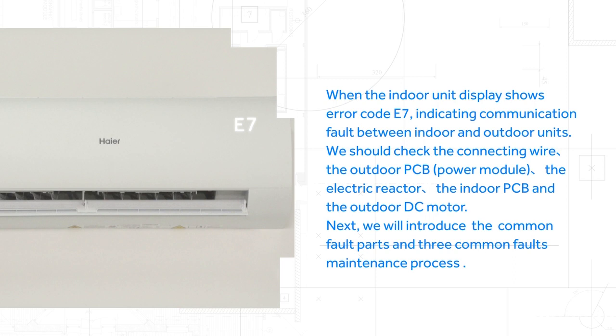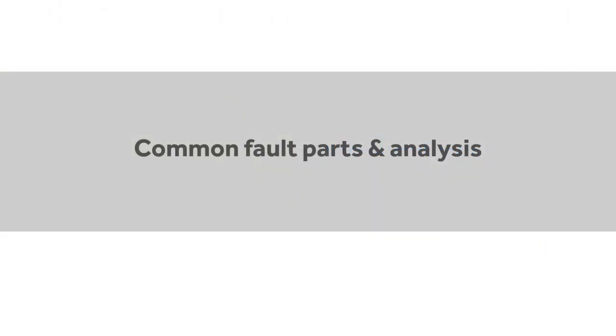we should check the connecting wire, the outdoor PCB, power module, the electric reactor, the indoor PCB, and the outdoor DC motor. Next, we will introduce the common fault parts and 3 common faults maintenance process. The common fault parts and related faults analysis.